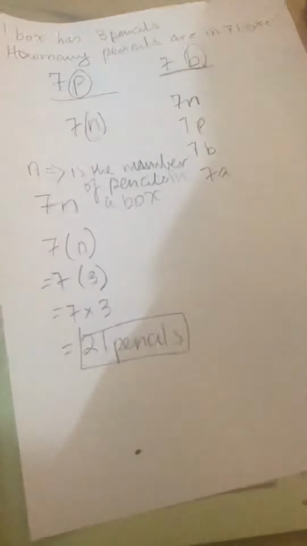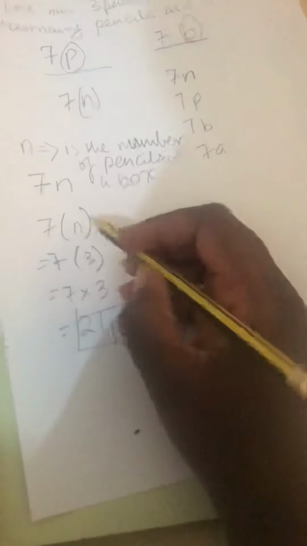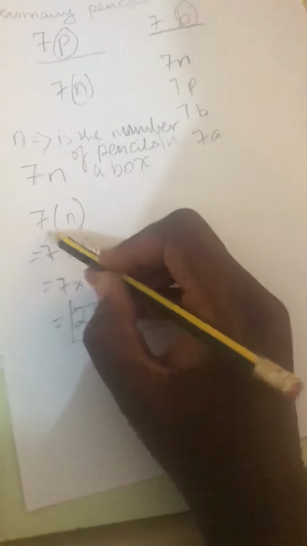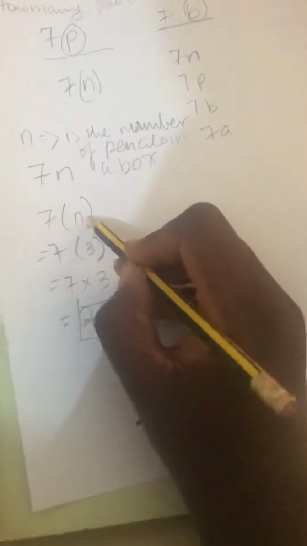So first, you'll be given a word problem. You will choose a variable. You need to define the variable and you need to solve. So here, you know you're multiplying because they've used brackets and there is no sign between 7 and the variable.